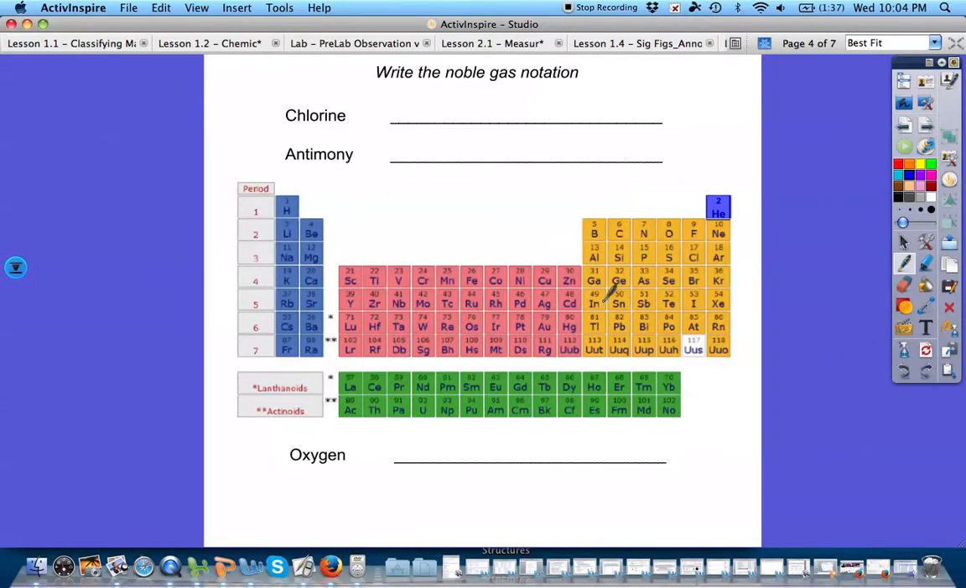We want to write the noble gas notation for chlorine. So we're going to trace backwards. Our last noble gas is neon. So I'm going to put the symbol for neon in brackets. Then from neon, we're going to write our electron configuration like normal. So we're at 3s2, and then 3p, 1, 2, 3, 4, 5. Gets us to chlorine.